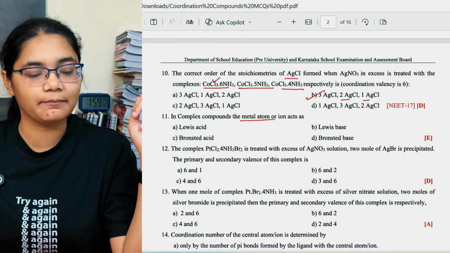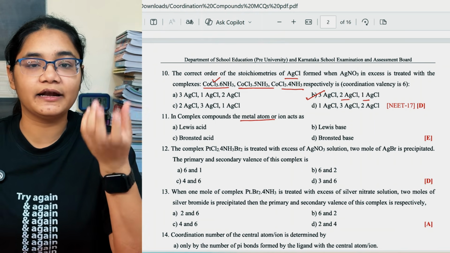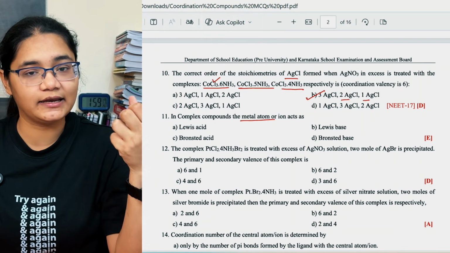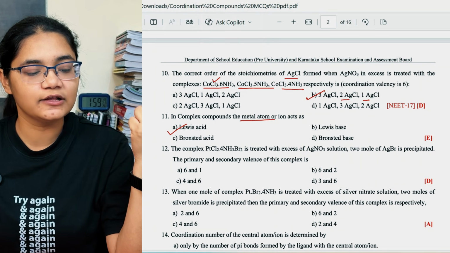In complex compounds, the metal atom or ion acts as, now metal atoms gain electrons, right? So when they gain electrons, they behave as Lewis acid, so option number A.